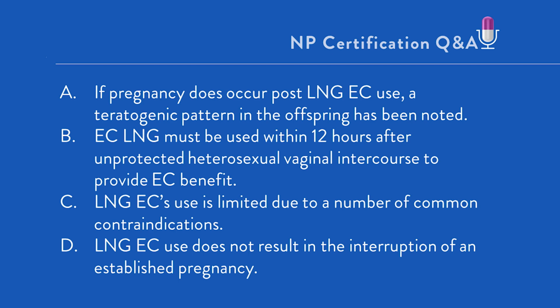Option B, EC with LNG must be taken within 12 hours of unprotected heterosexual vaginal intercourse to provide EC benefits. This is also not correct. The FDA labeling for this EC form advises that it should be used within 72 hours post unprotected heterosexual intercourse, though it likely has some impact on pregnancy reduction beyond this time frame.